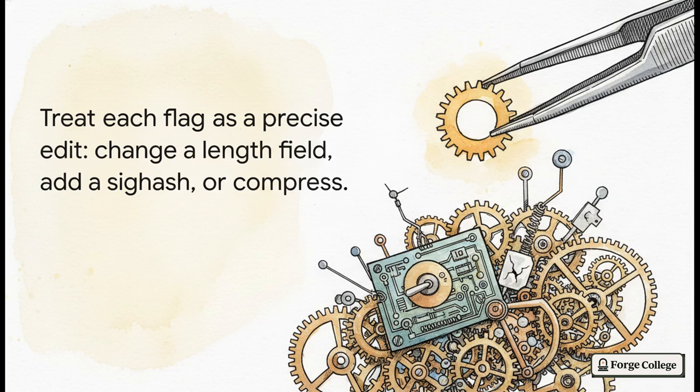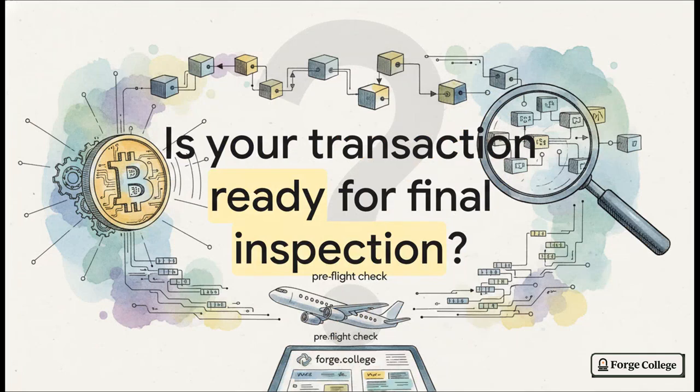Length field off by 1, fix it. Missing a sighash, add that 0x01. Pubkey uncompressed, compress it. You want to make small, hyper-focused edits to clear every single flag before you submit. Remember, your parser is just a diagnostic tool. It's not going to magically fix it for you. You have to do the actual fixing. And if you follow these diagnostic steps, your transaction is absolutely going to pass the network's final inspection.